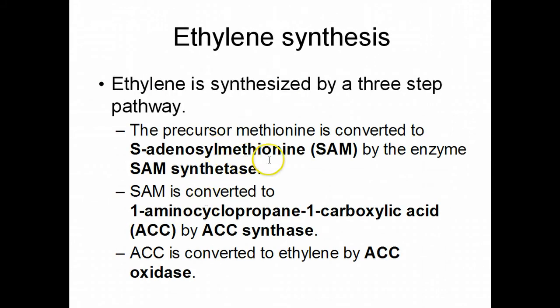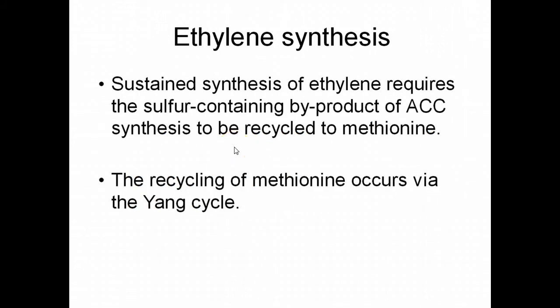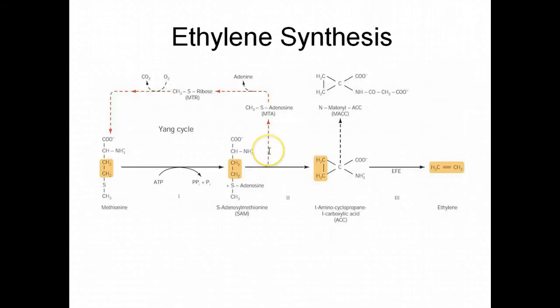Now, it's a very simple pathway. And what you should know is that there's basically two parts. The Yang cycle and then the conversion of ACC into ethylene. So here's the part you need to know.